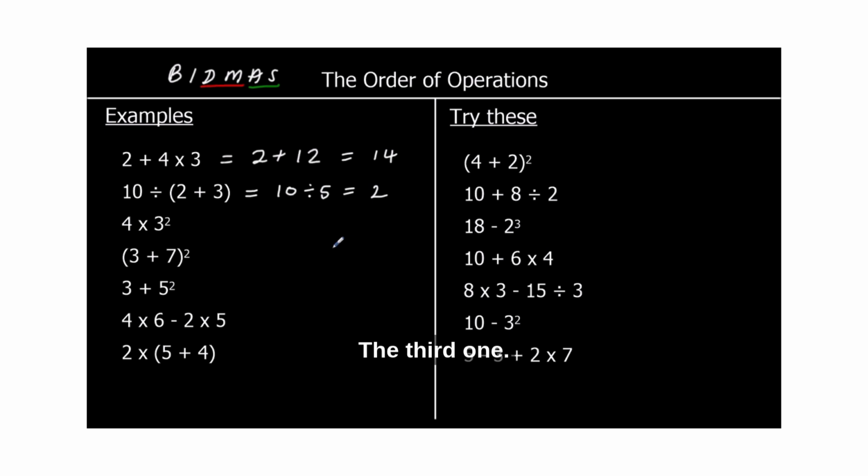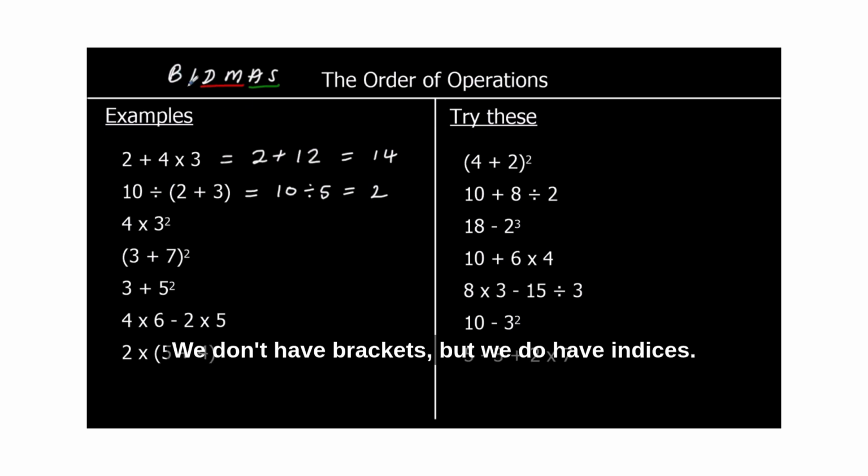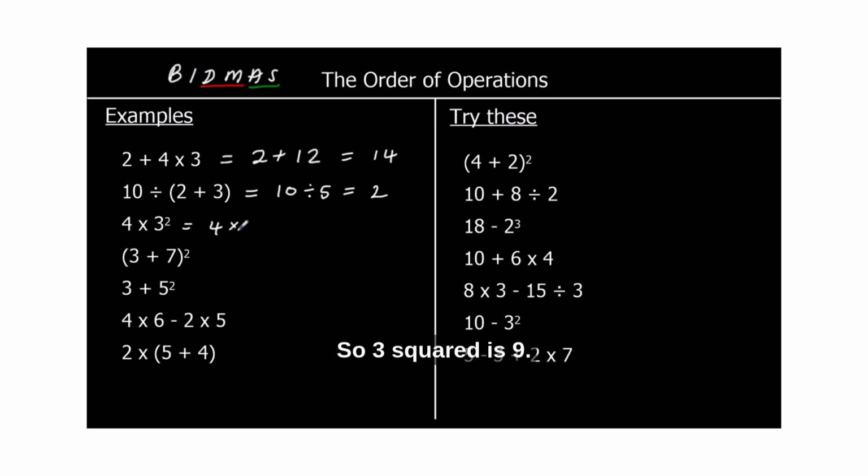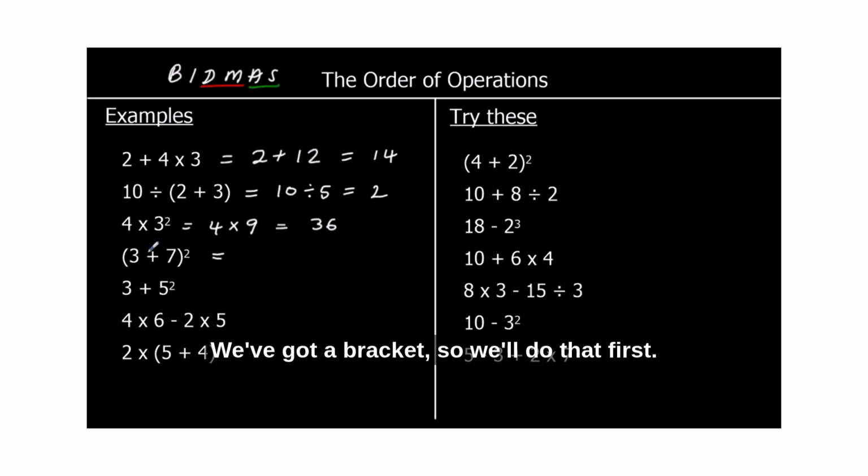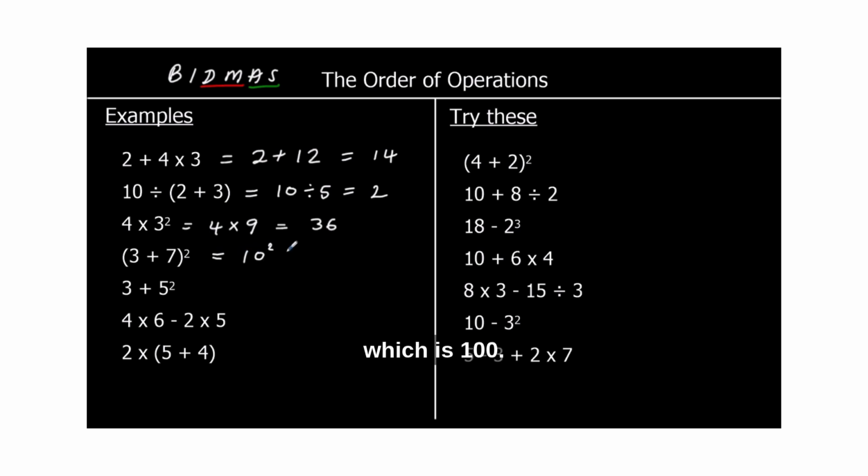The third one, we don't have brackets, but we do have indices. We've got 3 squared here. So 3 squared is 9. Then we've got 4 times 9, which is 36. The next one, we've got a bracket, so we'll do that first. 3 plus 7, that's 10. So we've got 10 squared, which is 100.